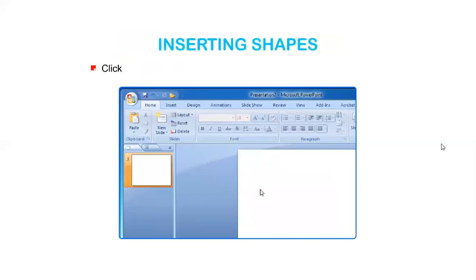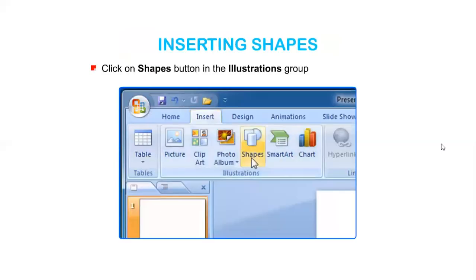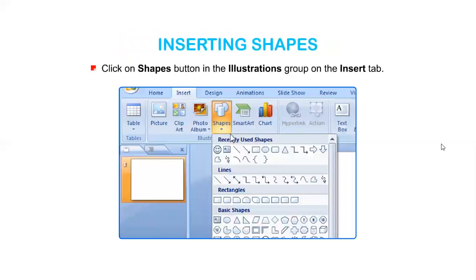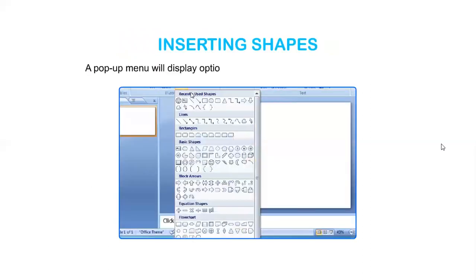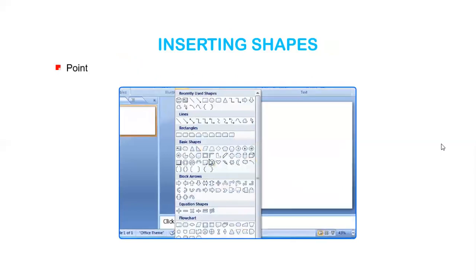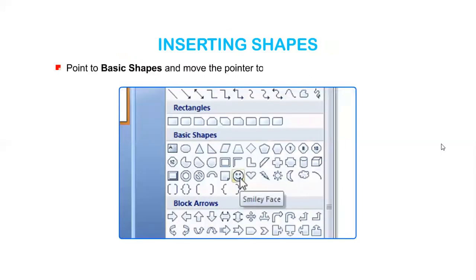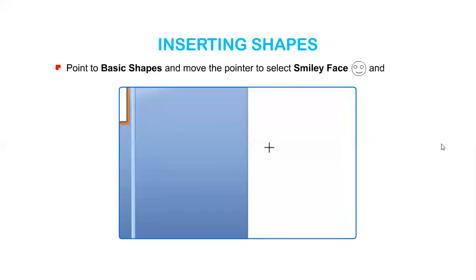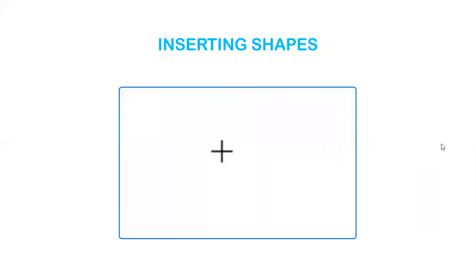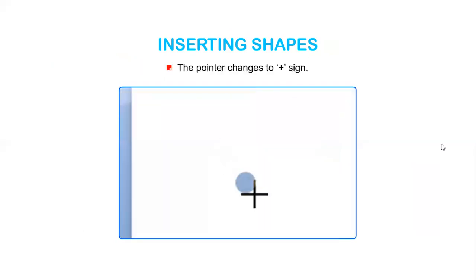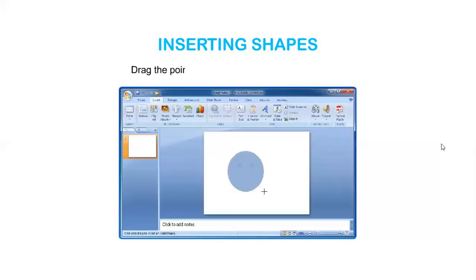Click on Shapes button in the Illustrations group on the Insert tab. A pop-up menu will display options like lines, rectangles, flowchart, etc. Point to basic shapes and move the pointer to select smiley face and click on it. The pointer changes to plus sign. Drag the pointer on the slide to get the smiley face.